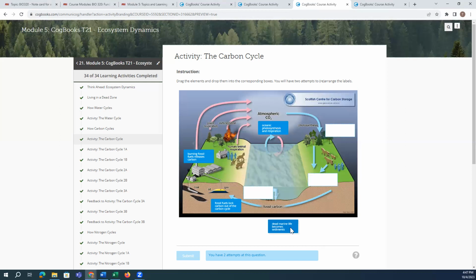And then we can say dead marine life becomes sediment. So we talked about that, right? Things tend to fall to the bottom of the ocean and get locked in and become sediment. If it's marine life, it's going to be in the water. If it dies, most times it's going to sink to the bottom. Occasionally it might get washed up on shore, but it's still going to be at floor level, whether that's on the banks or some level of the bottom of the ocean.